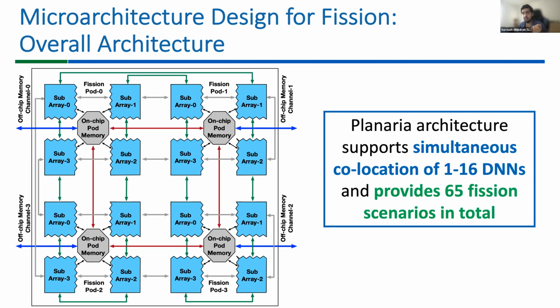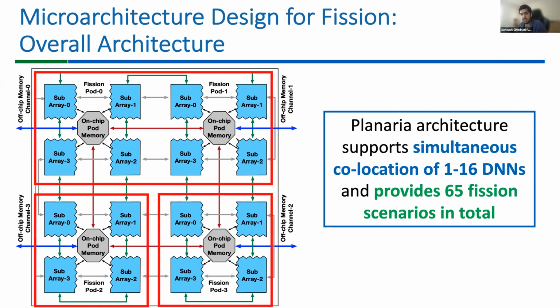We implemented and evaluated an instance of Planaria with 4 fission pods and 16 total subarrays. With this design, Planaria supports simultaneous execution of up to 16 DNNs and provides 65 fission scenarios in total. For example, even if you allocate 16 subarrays to a DNN, you can configure them in different formats. That's how the number of fission scenarios is about 65. So in efficient scenarios, multiple fission pods can potentially be composed together, or a logical accelerator can take a portion of a fission pod while the other portion can be composed with other pods.